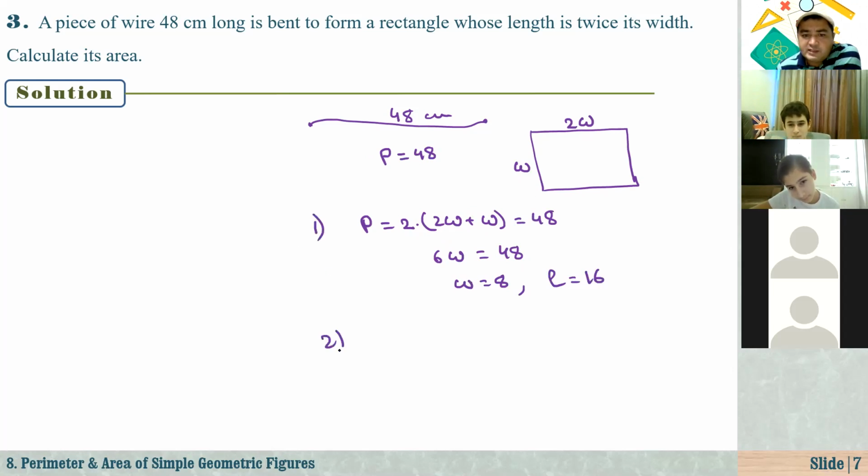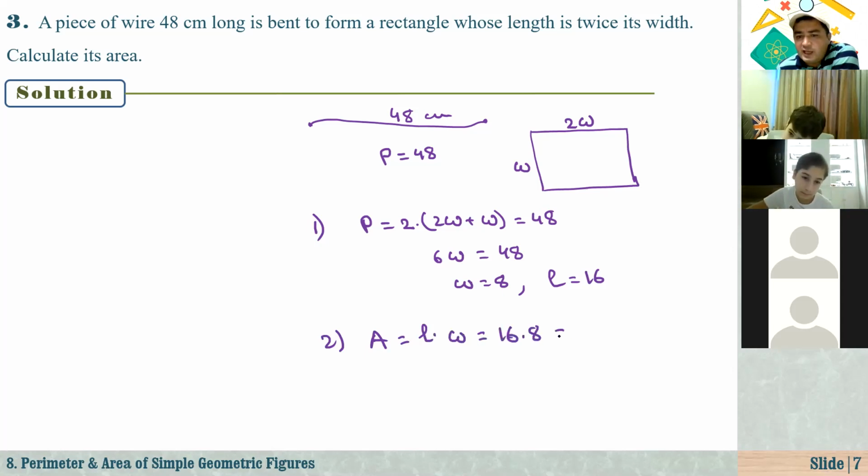First step done. Now the second step, what is the area? Area equals length times width. Length is 16, width is 8. That's equal to 128 square centimeters.